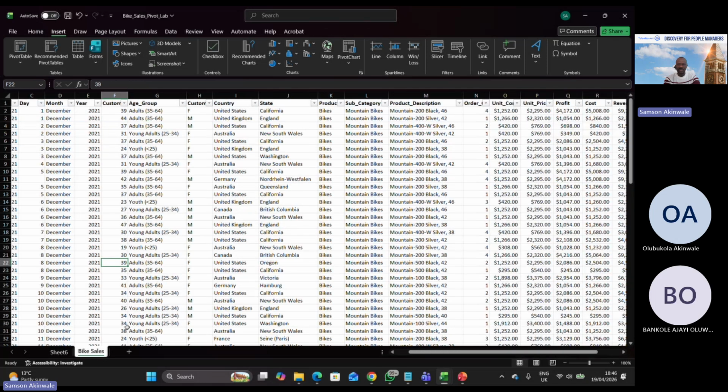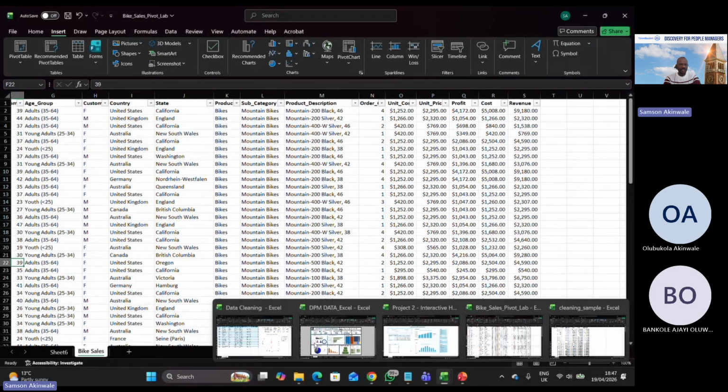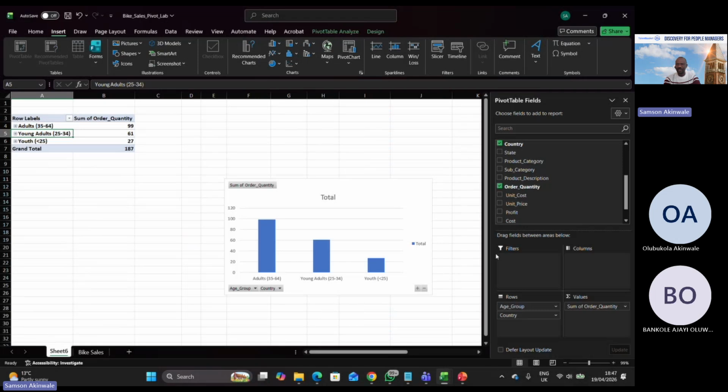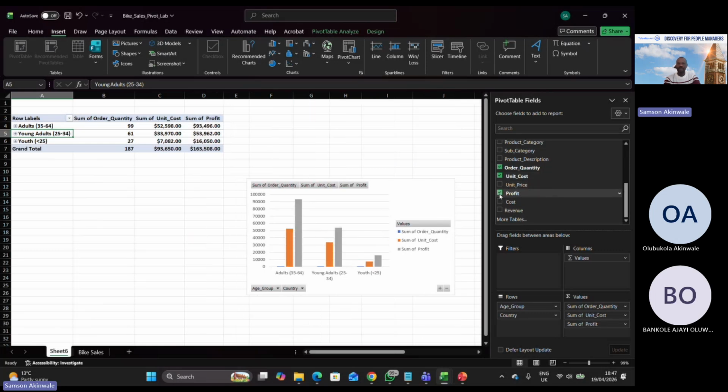I just want to see the profit, I want to see the revenue, or I want to see the profit against costs, things like that. You can easily just check them right here. Because let's say unit costs, you have the profit. Yes, the profits. Can you see? So you just pick those that way, and they reflect straight away on the pivot table and the charts.